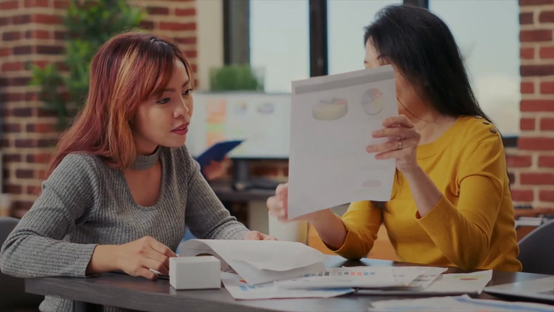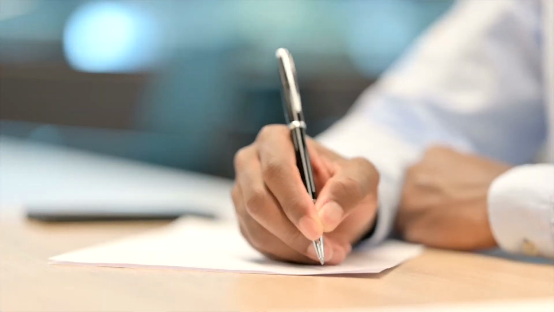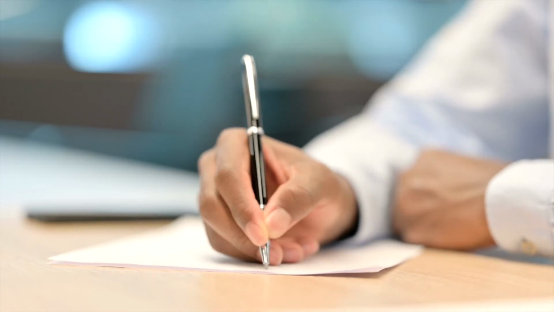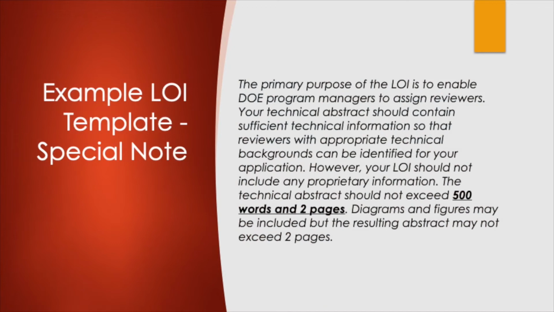Your technical abstract should contain sufficient technical information so that reviewers with appropriate technical backgrounds can be identified for your application. However, your letter of intent should not include any proprietary information. The technical abstract should not exceed 500 words in 2 pages. Diagrams and figures may be included, but the resulting abstract may not exceed 2 pages. Get it? Don't go over 2 pages or 500 words.